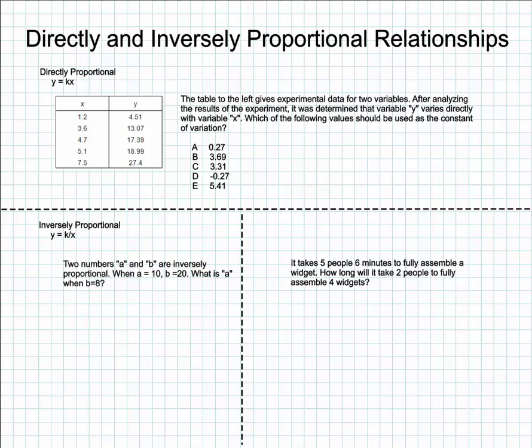So when we have two variables that are directly proportional, so let's say a variable y varies directly with a variable x, it can be represented by the equation y equals some constant k times x.